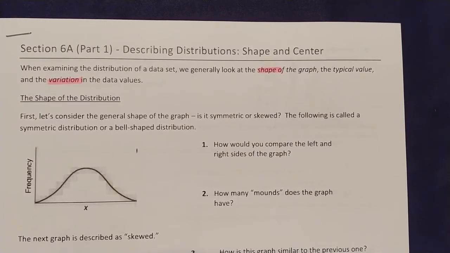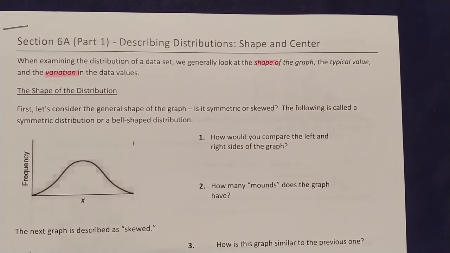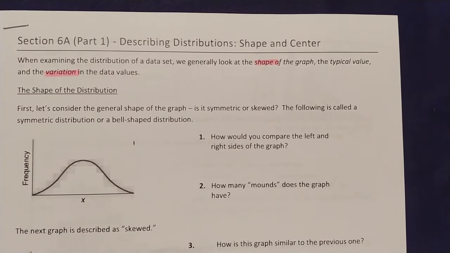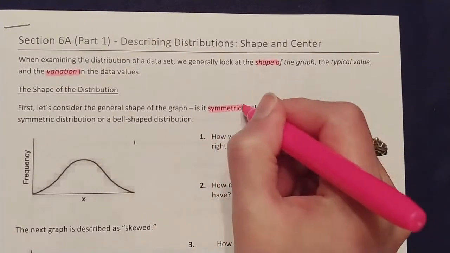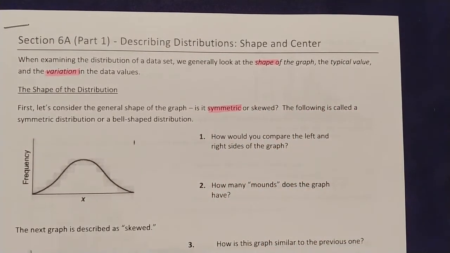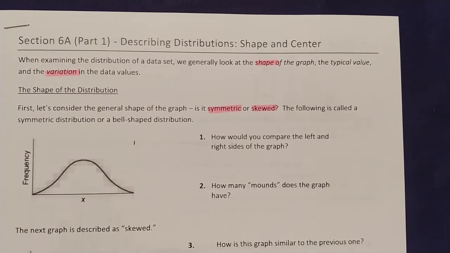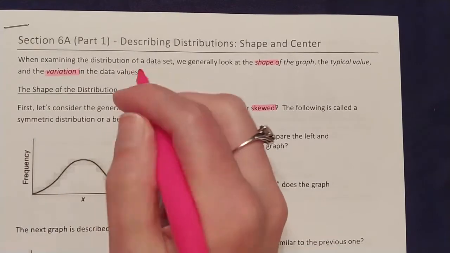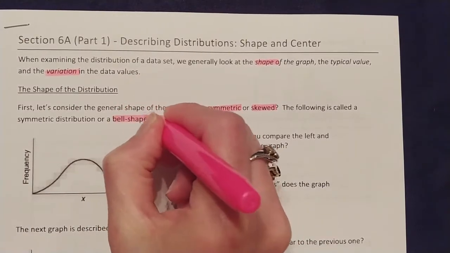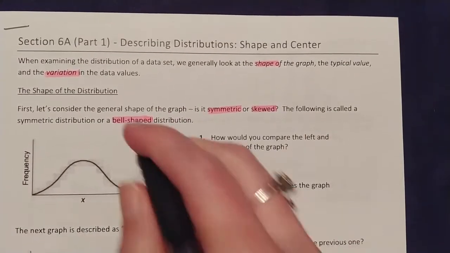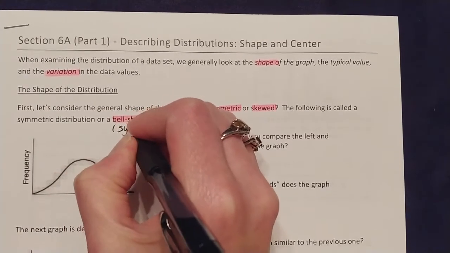So let's consider the general shape of a graph. This is our question when we talk about shape. We ask ourselves, is it symmetric? So do we have symmetry? If we draw a line right down the middle, will both sides be equal? Or would it be what we call skewed? The following is called a symmetric distribution or bell-shaped distribution. So symmetric and bell-shaped are synonyms. Okay? This means the same thing.